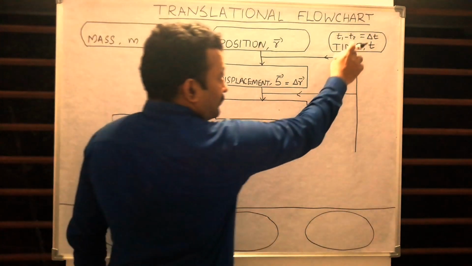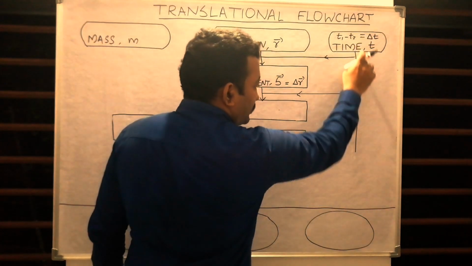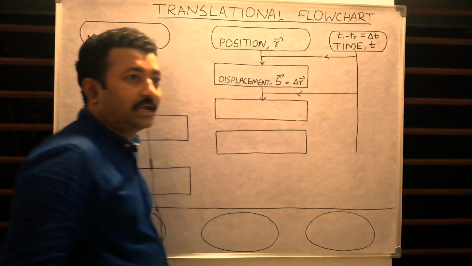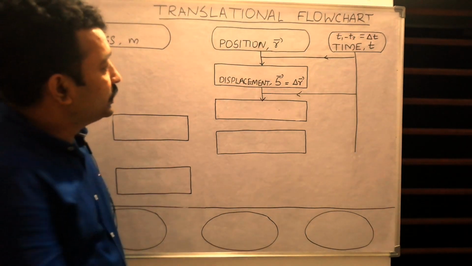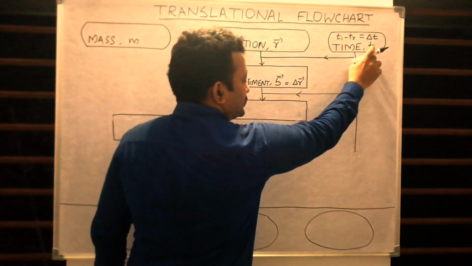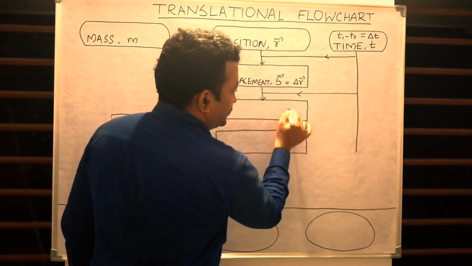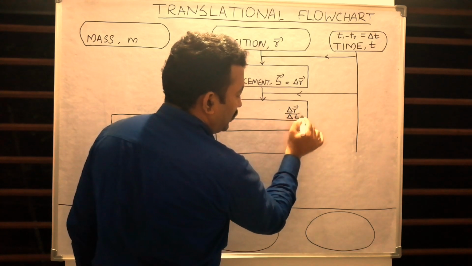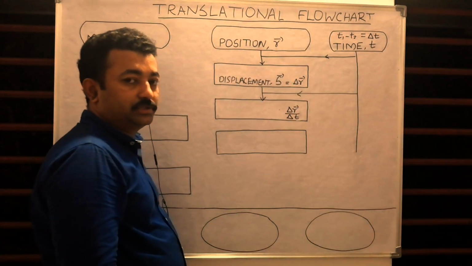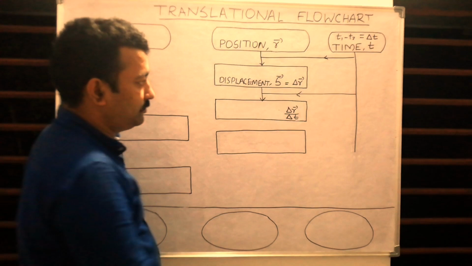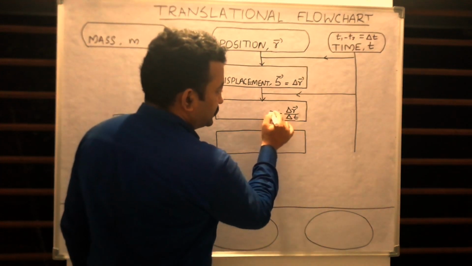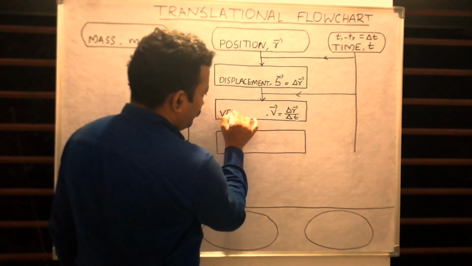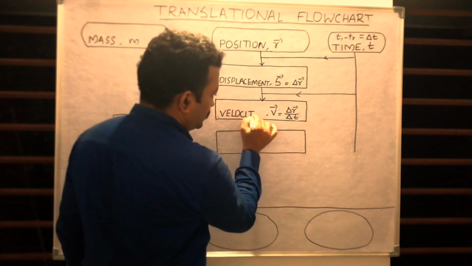Now, I have drawn a timeline. I am representing everything with respect to time, or with respect to change in time. Suppose the displacement is measured with respect to time. We can say that it is delta r divided by delta t, the rate of change of position, or displacement divided by time taken. This gives the velocity of the object or the particle.